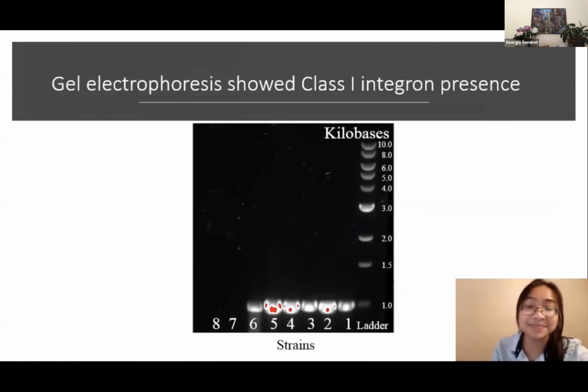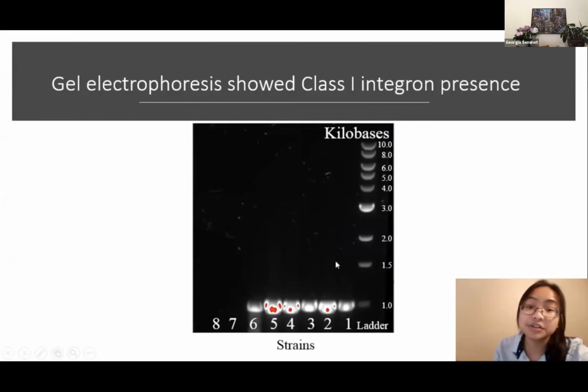This is an image of my samples after gel electrophoresis. The ladder is to the right and the samples are to the left. The bright bands are PCR products which were present in 6 out of the 8 strains. This PCR amplification and gel electrophoresis was repeated 3 times and suggested that 6 of the S. infantis strains have class 1 integrons. By comparing these bands to the DNA ladder here, they were shown to be 1.0 kilobase in size.